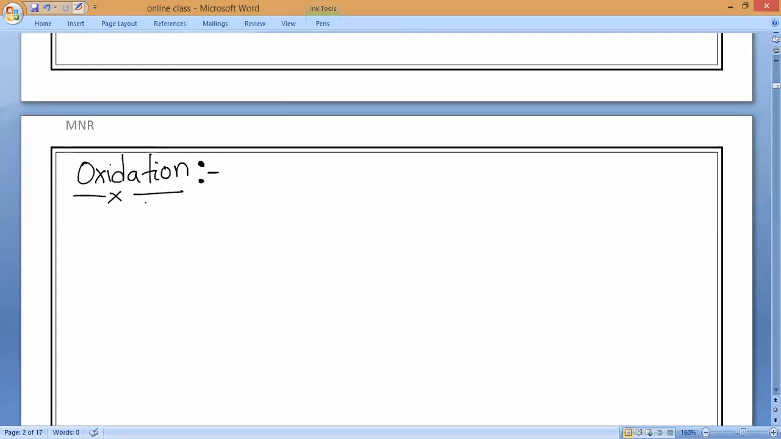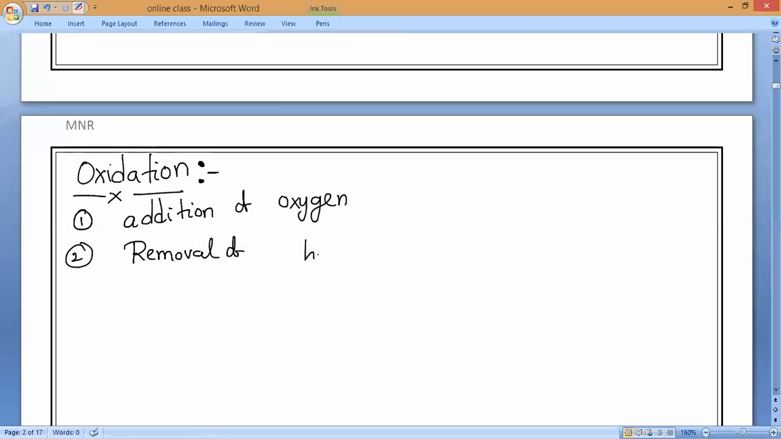First, oxidation. What are the known definitions for you? Addition of oxygen. Very good. Is that the only definition you know? Removal of hydrogen. Very good. Next, the third definition. If you don't know it, I will say it: increase in positive charge.